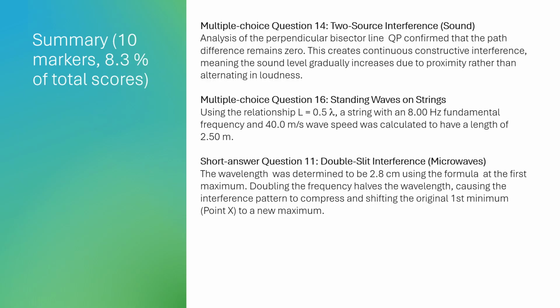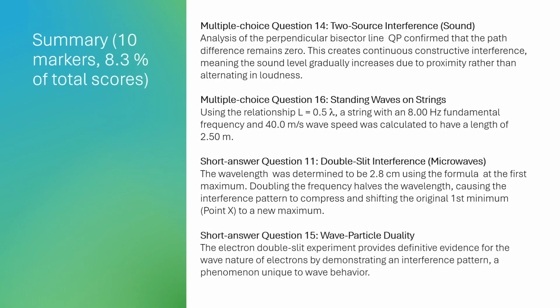Short answer question 11, double-slit interference, microwaves. The wavelength was determined to be 2.8 centimeters using the formula at the first maximum. Doubling the frequency halves the wavelength, causing the interference pattern to compress and shifting the original first minimum, point X, to a new maximum. Short answer question 15, wave-particle duality. The electron double-slit experiment provides definitive evidence for the wave nature of electrons by demonstrating an interference pattern, a phenomenon unique to wave behavior.